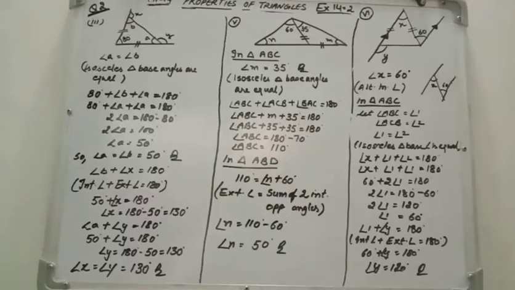Hello 7th standard students. Today we are going to do chapter number 14, properties of triangle, exercise 14.2. Here I am taking question number 2, third part.